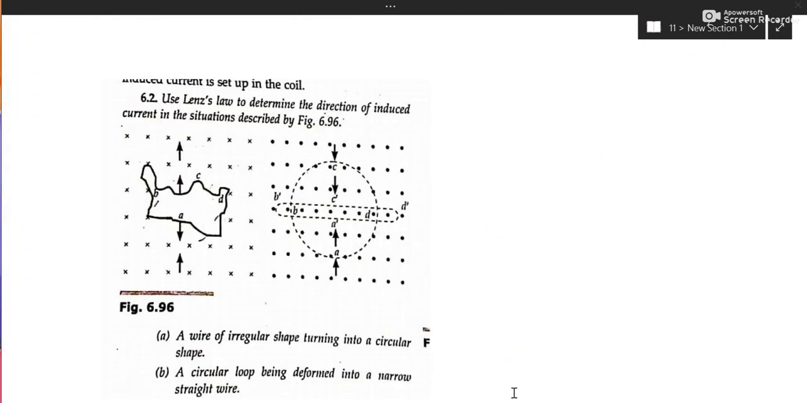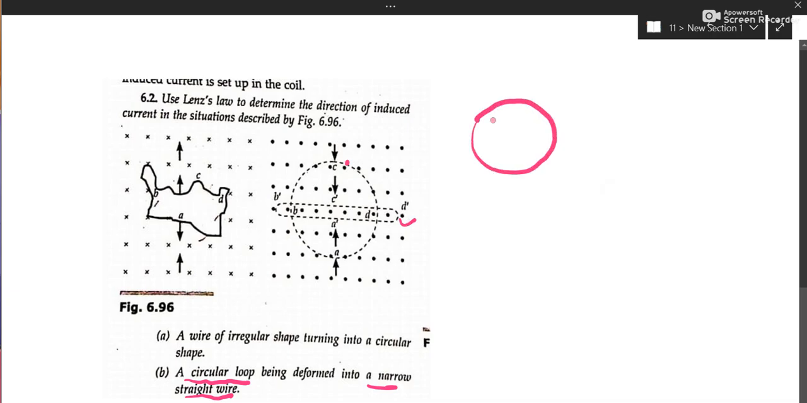In this part, the circular loop is changed into a narrow straight wire. So this circle is changed into this wire. So when you are going from circle to this narrow wire, area decreases. Flux decreases.